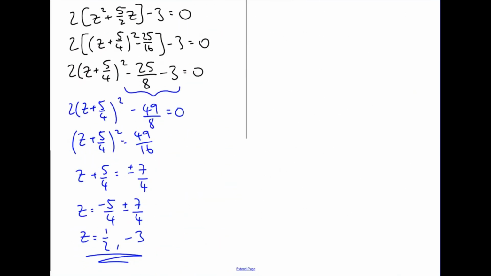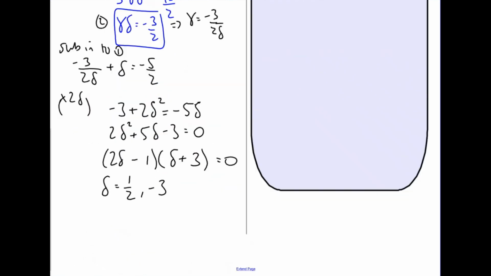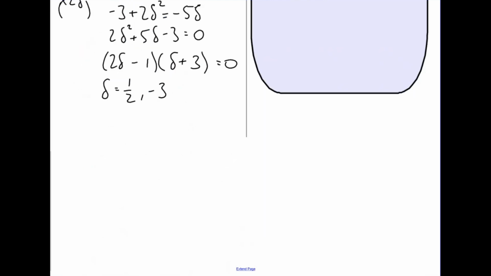That's what we got in the previous one. You can go back and work out gamma, but it will just be the alternate one from these. So these are your other 2 roots. So it doesn't matter what pair you pick. Let's just check.